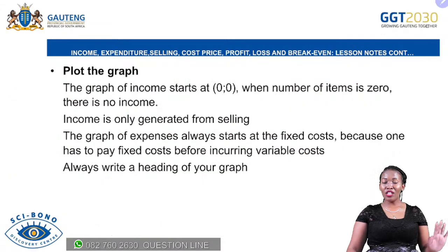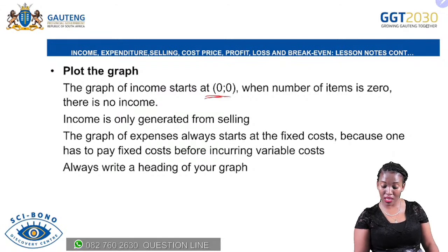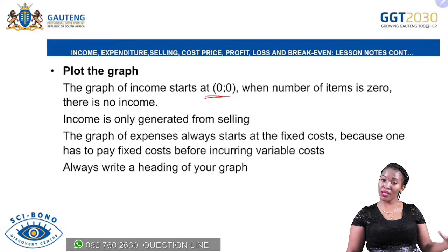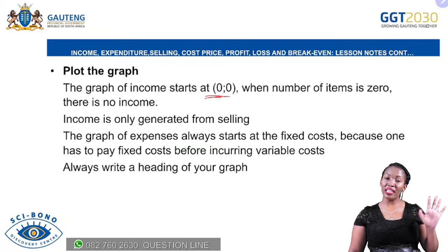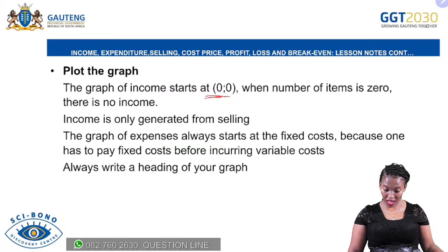And then, yes, so I showed you how to plot the graph. And then the income graph, like I emphasized in the previous slides, starts at 0, 0, because when 0 items are sold, then 0 income will be received. Income is only generated from the selling of items. So if you don't sell anything, you don't get any income.